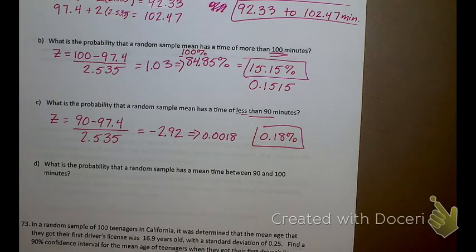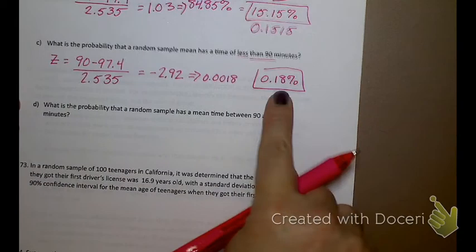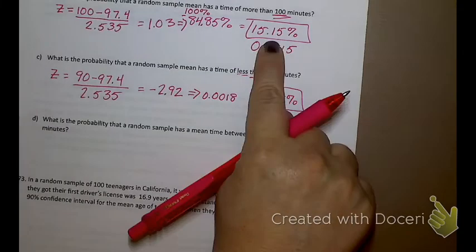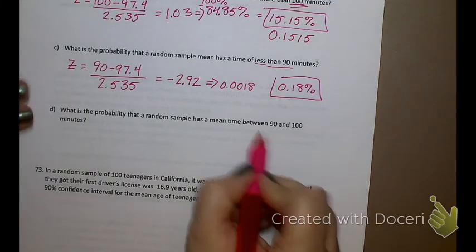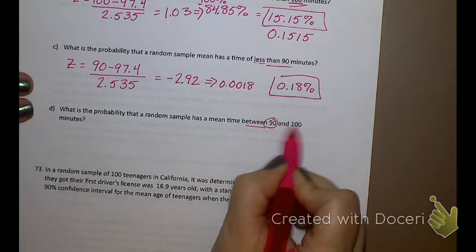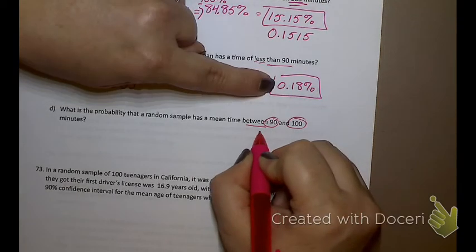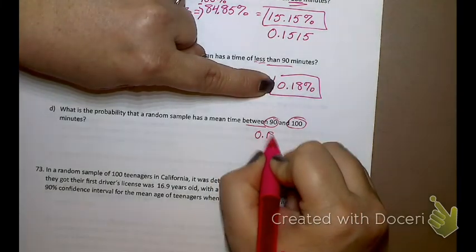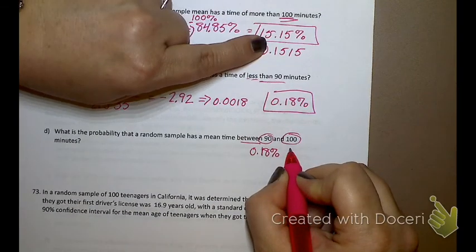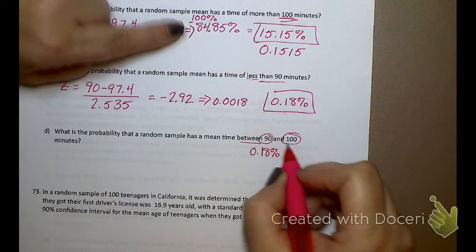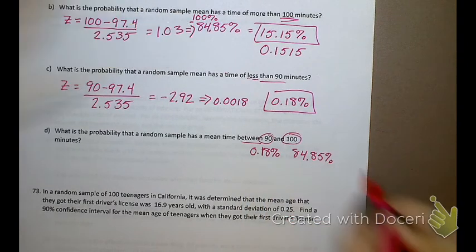All right, what is the probability that a random sample has a mean time between 90 and 100? Well, I already found those, right? When I do the between, I need to know less than 90 and less than 100, and then I'm going to subtract them. Less than 90 I know is 0.18%. 100, this was more than 100, wasn't it? What was less than 100? It was 84.85%. That's what I need to subtract.